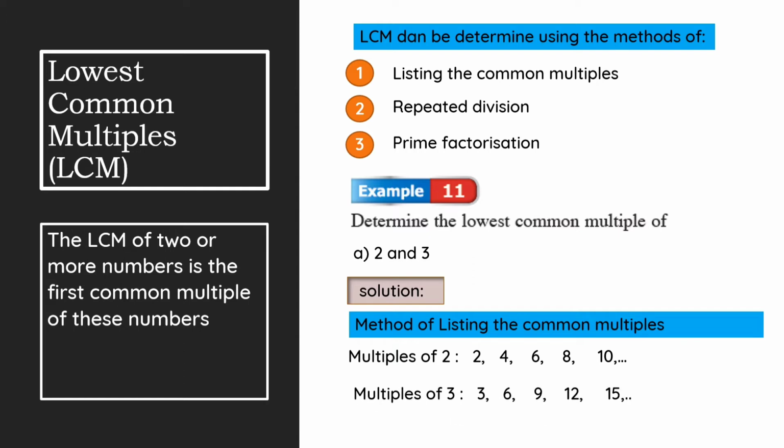After we list multiples of 2, we need to list multiples of 3, which are 3, 6, 9, 12, and 15. From this list, we choose the lowest common multiple, which is 6. Okay, the lowest common multiple here is 6.